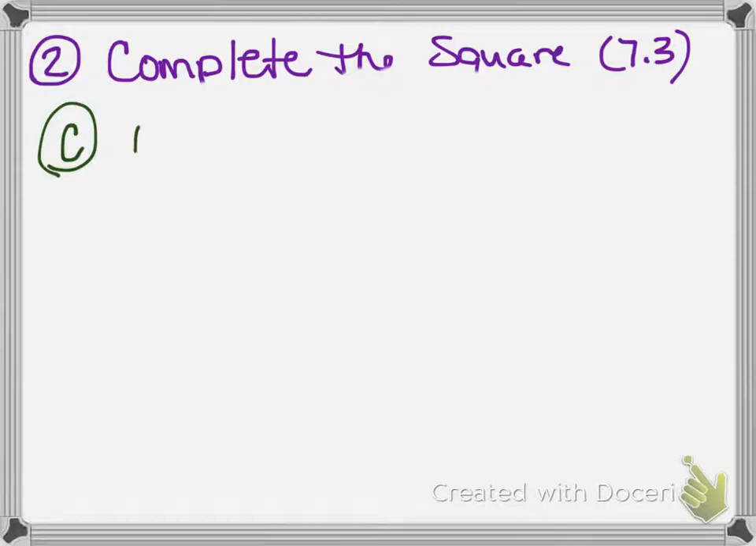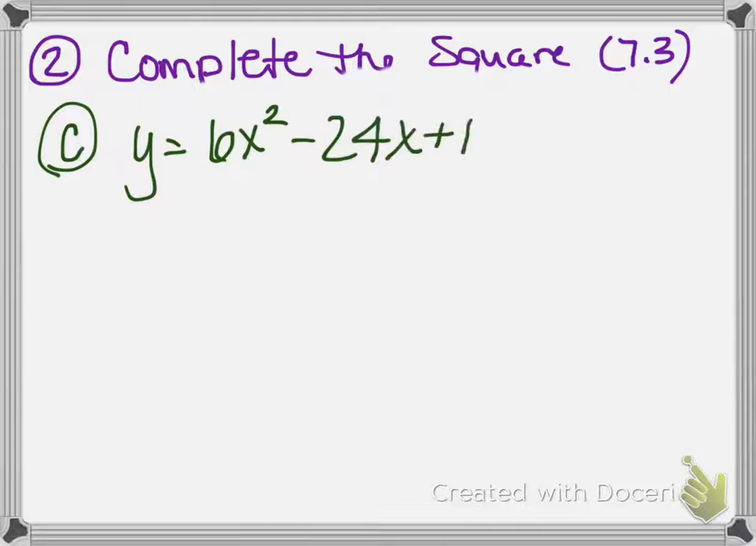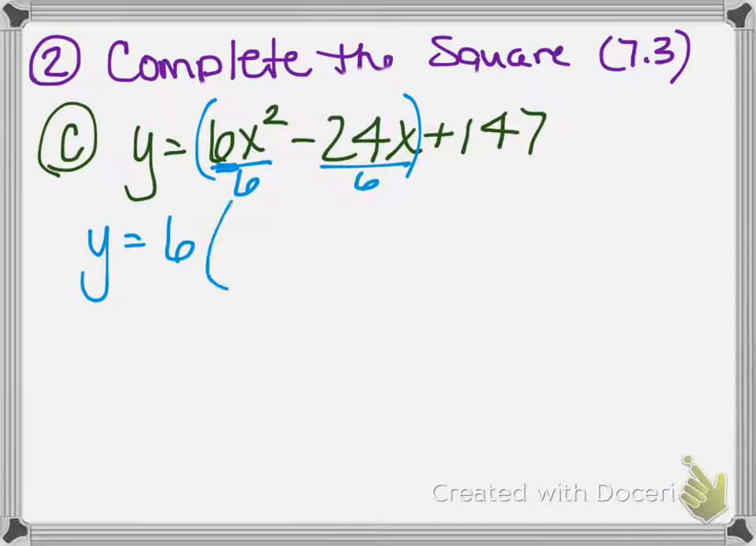C. Y equals 6x squared minus 24x plus 147. Okay, so this one has one extra step, because when I isolate these first two variables, the x squared and the x, I notice that the x squared has a number in front of it, which I can't have, so I have to factor that out. So I'm going to start by dividing both of these terms by 6 so that it goes away. So y equals 6 times, this cancels, leaving me with x squared, which is exactly what I need, and negative 24 divided by 6 is negative 4x.